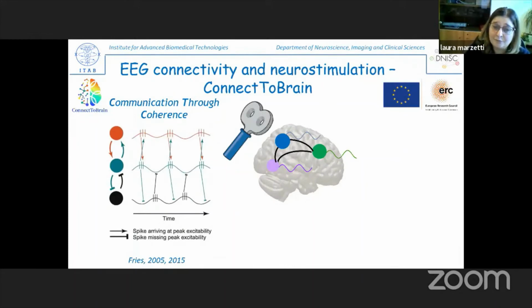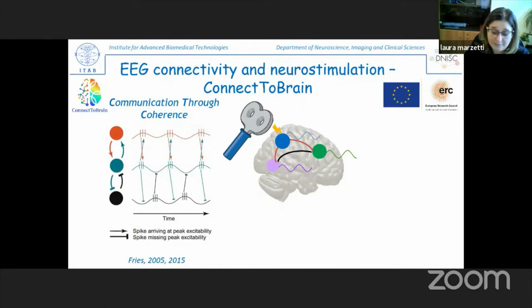which is this ConnectToBrain ERC Synergy grant, which basically involves Aalto University, Chieti University, and University of Tübingen. Again, based on this idea that phase relationships and time delays are important for brain communication, we also want to use neurostimulation, specifically TMS, to interfere with brain functioning and to see how this propagates across the brain.